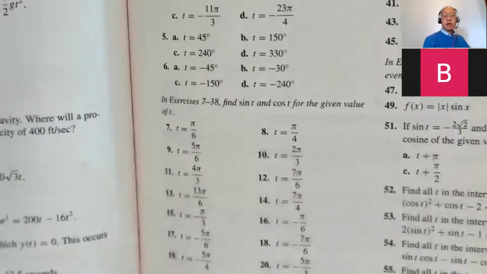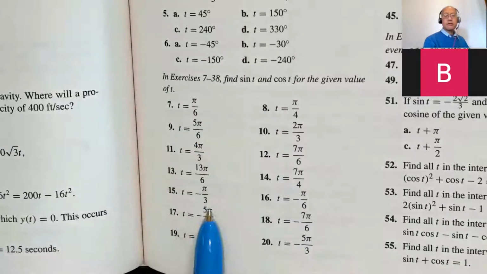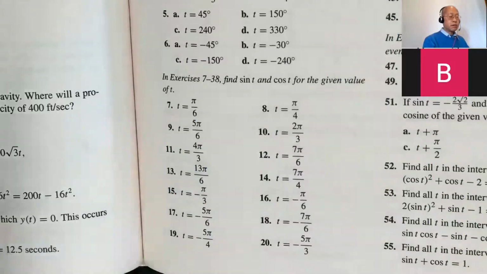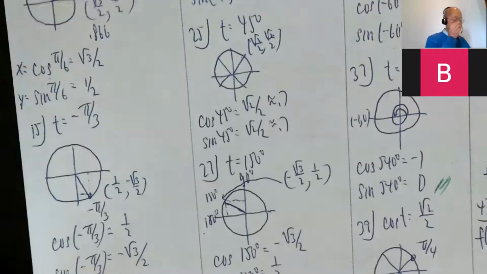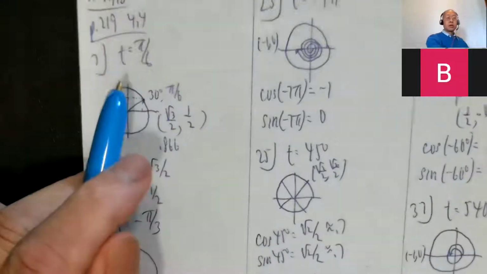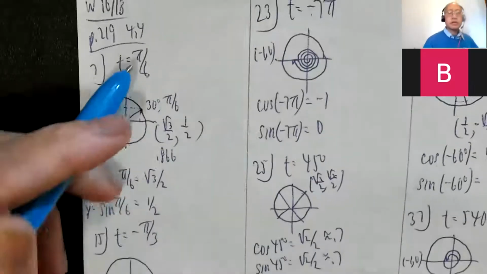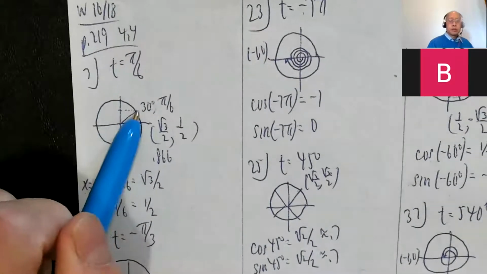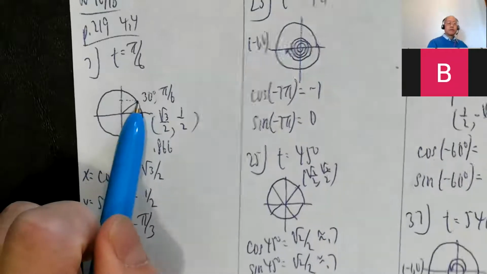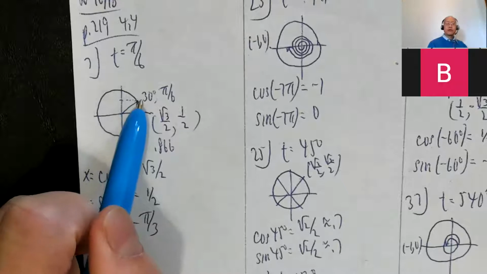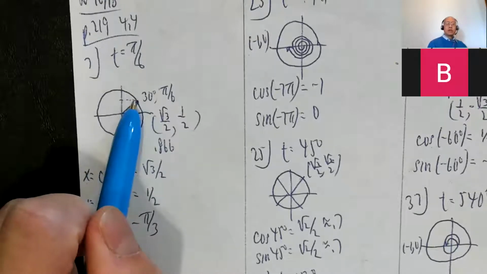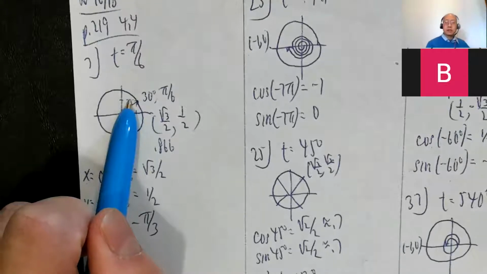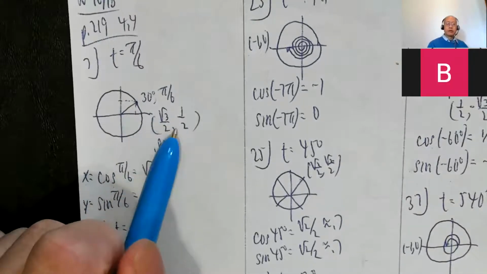Let me just continue on with where we were last time. We did reference angles, and now we find sine and cosine for the given values of t. Let me show you the strategy behind some of those problems. Number 7, t is pi over 6, 30 degrees. As I mentioned the other day, for reference angles of 30 and 60, either x or y is going to be a half, plus or minus, and 1/2 is always paired with radical 3 over 2.